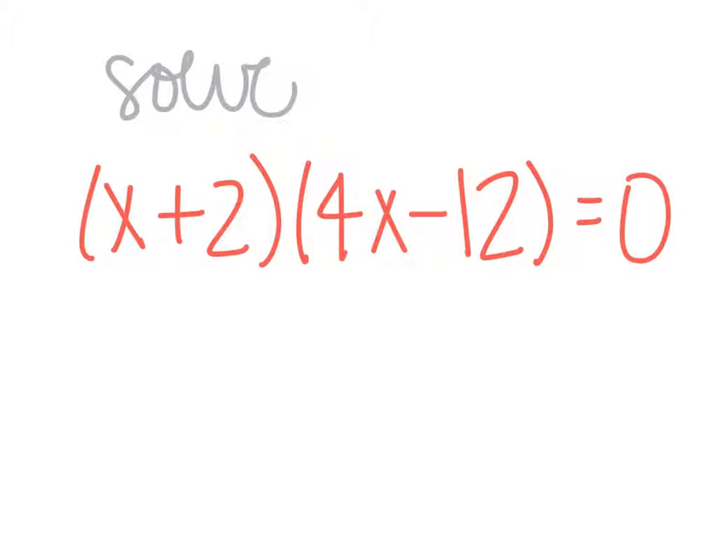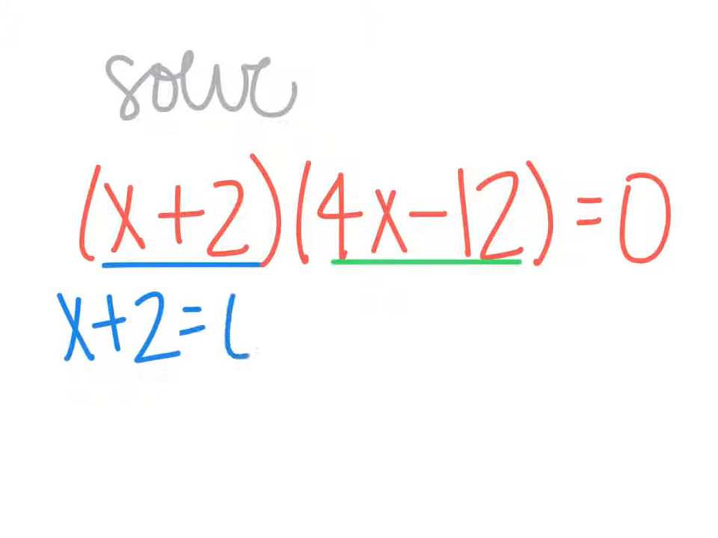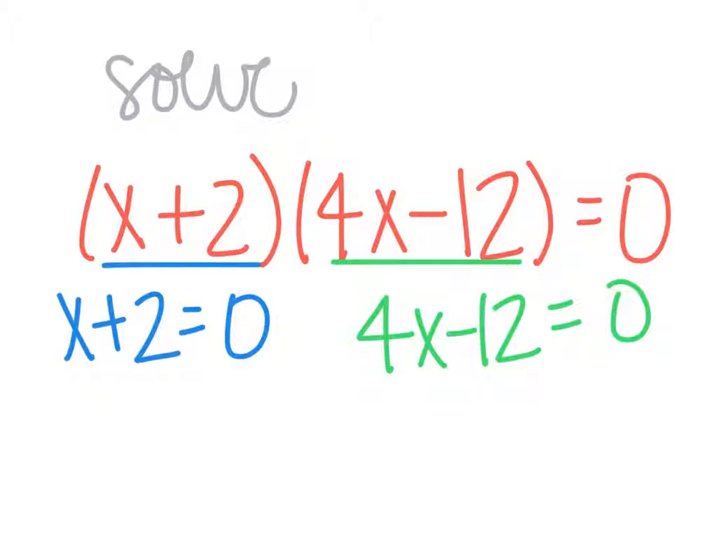So here's a similar problem. It's just set up a little bit differently, but I have two sets of parentheses, (x plus 2) and (4x minus 12). So I've got to figure out if x plus 2 equaled 0, what would x be? And if 4x minus 12 equals 0, what would that make it? So I'm solving each piece of this.